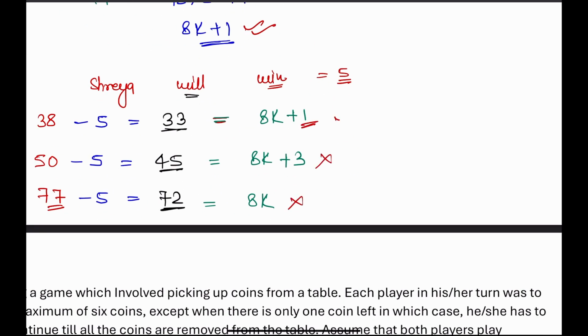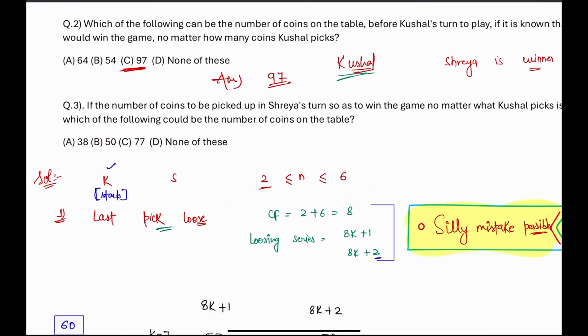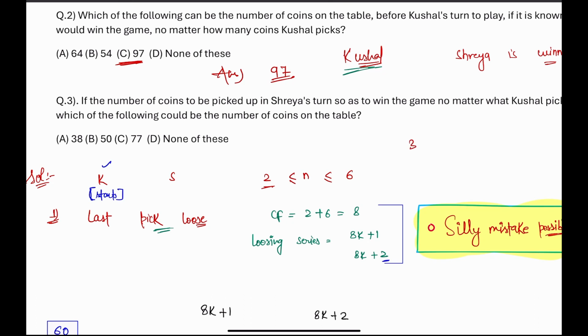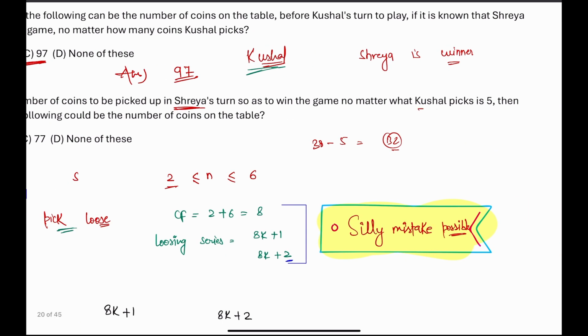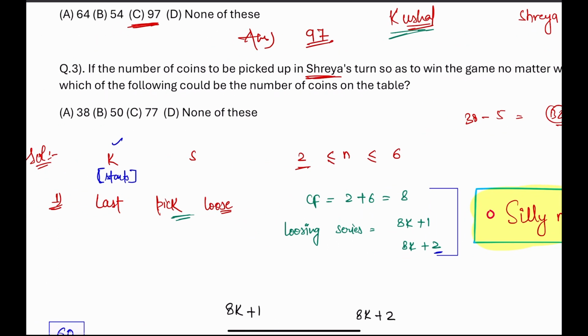What is possible is this. If there are 38 coins, then in Shreya's turn she will pick 5, 32 coins are left, and no matter what Kushal does, Kushal is surely going to lose. So for these last two questions, I would say it is not about understanding the game but about understanding what the question is asking. So we have to focus on those aspects. So the answer is this one.